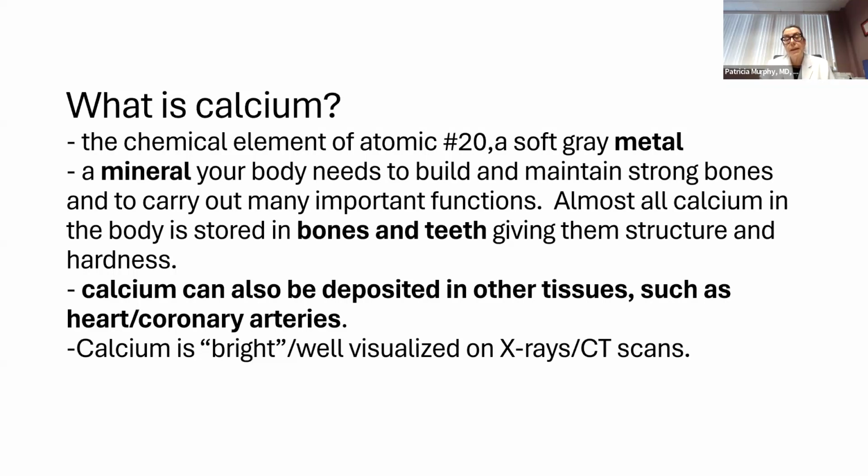Most of the calcium in the body is stored in the bones and teeth, which give them structure and hardness, but there is calcium in the bloodstream circulating around, and calcium can be deposited in other tissues other than the bones and teeth, such as the heart or coronary arteries, which is the basis of what we're going to be talking about today. And calcium is bright or well visualized on X-rays and CAT scans. And we are going to show some examples of that later and talk about what a CAT scan is and how a calcium score is produced.